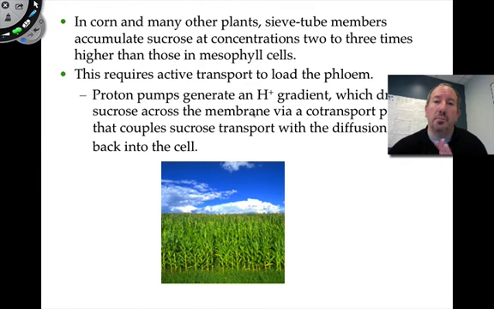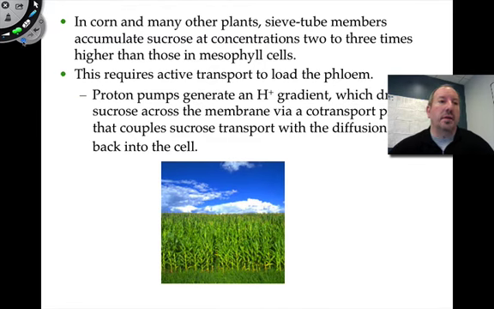You're going to be having to push sugar into the sieve tube members, and that requires energy. So it's active transport. Active transport is how sugar is uploaded into phloem. And so how does that occur? Well, it occurs using a proton generated gradient which drives this.